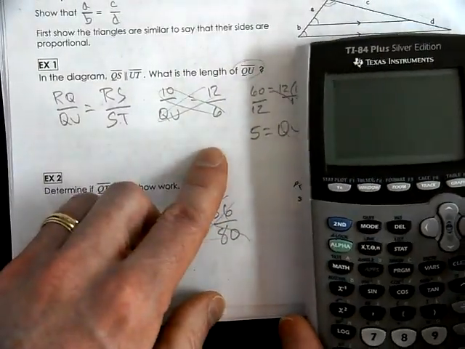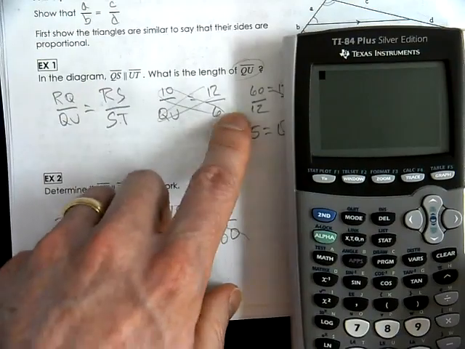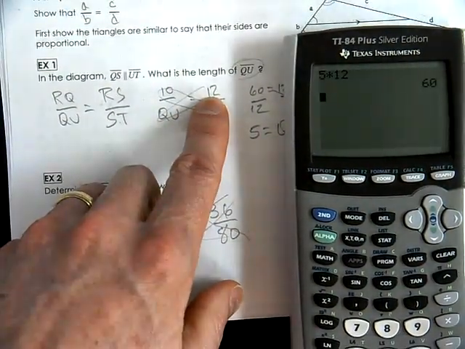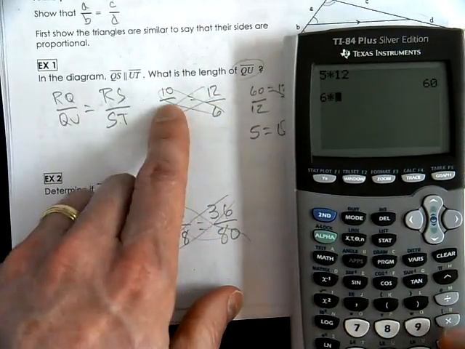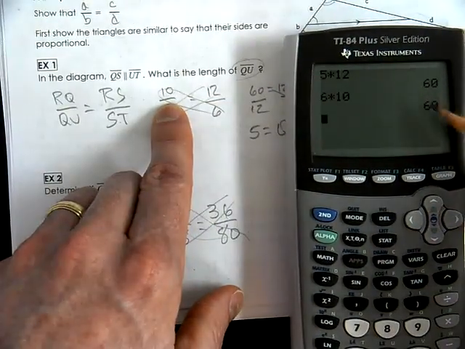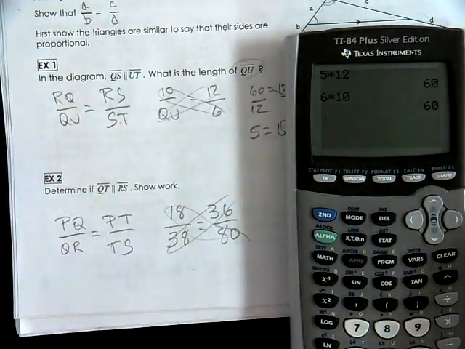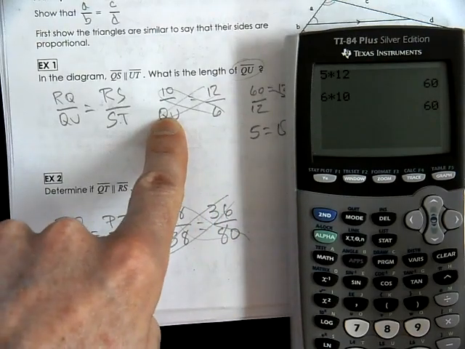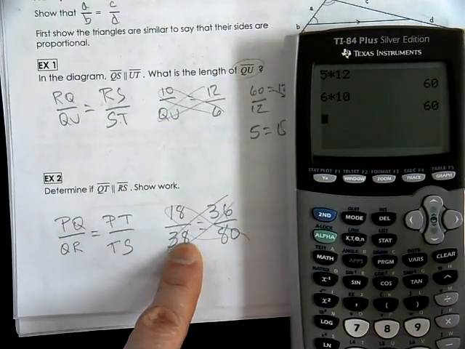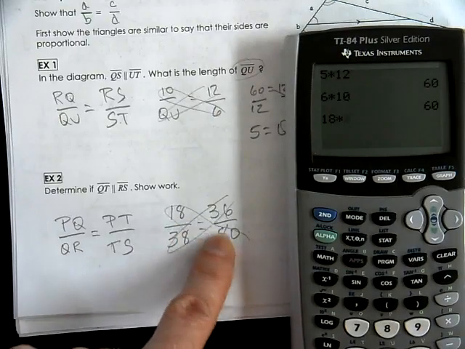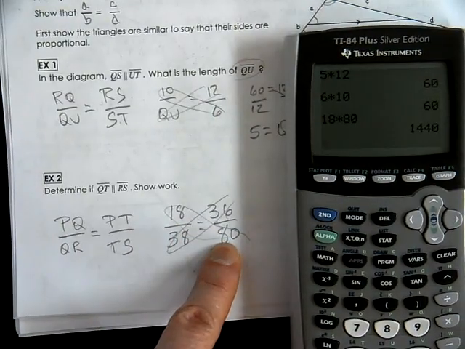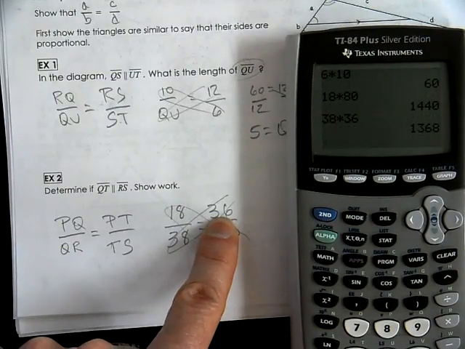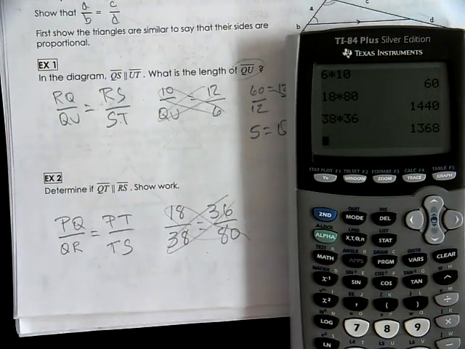Let's try that up here real quick. If this was a 5, then we would have had 5 times 12, and this is 6 times 10. They became the same result because this proportion was accurate once we calculated that it was 5. Well, is this proportion accurate? 18 times 80 and 38 times 36. Oh, they're not the same.